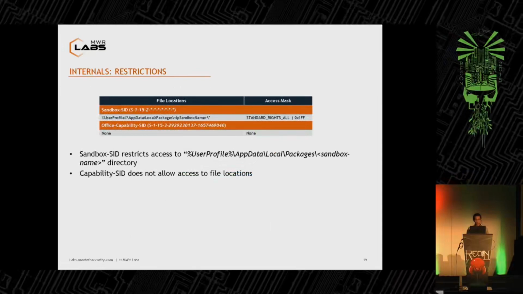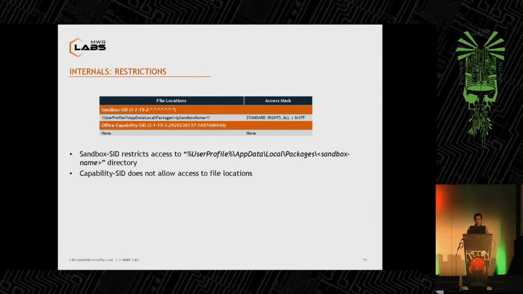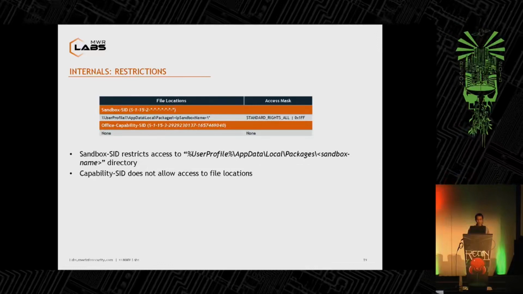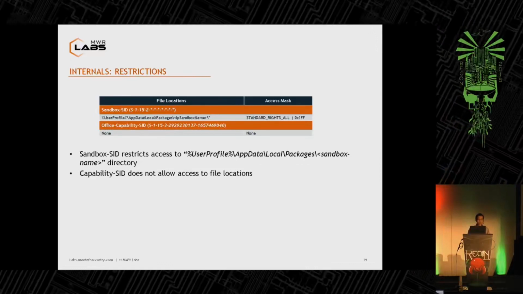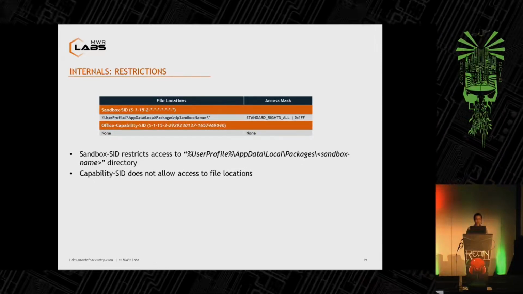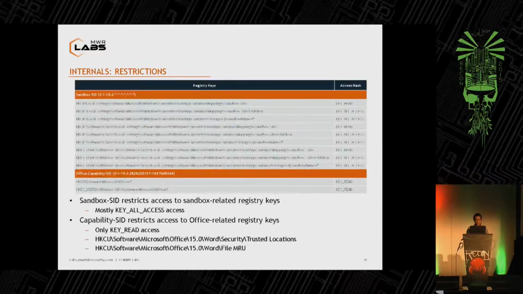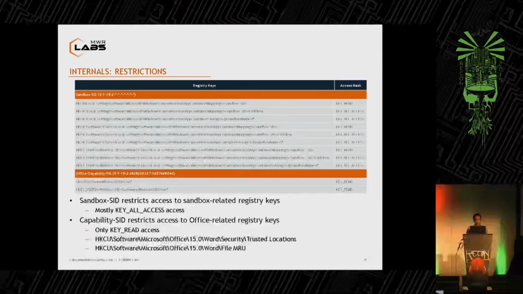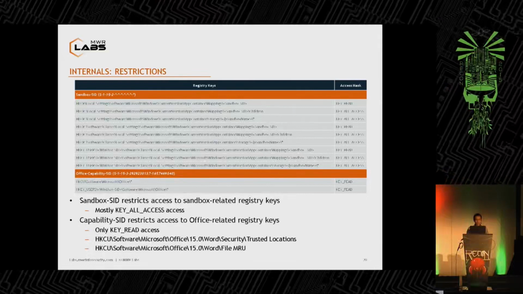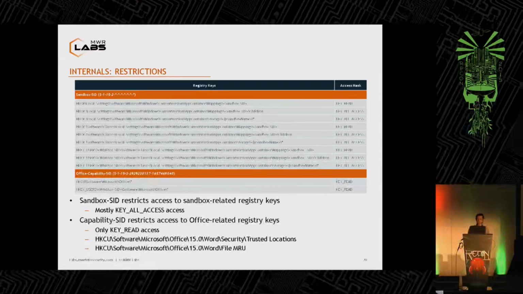For the file locations, with the sandbox seed, the sandbox will actually access only the user profile app data, local packages, directories, and subdirectories with the standard writes all access. The capability set does not allow access to any file locations, and this result is what we would have expected as seen from the startup process. For the registry keys, the sandbox seed could access these sandbox-related keys with mostly key all access rights. For the capability seed, only Office-related keys could be accessed, and with only the key read rights.